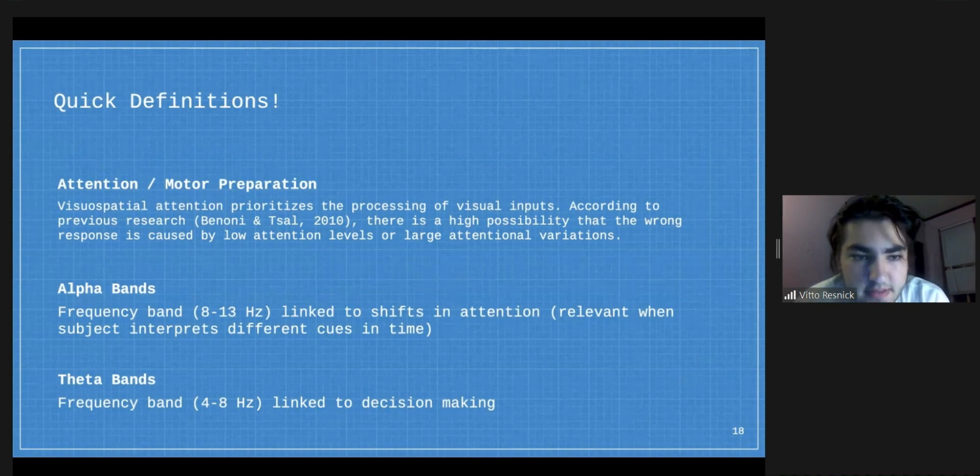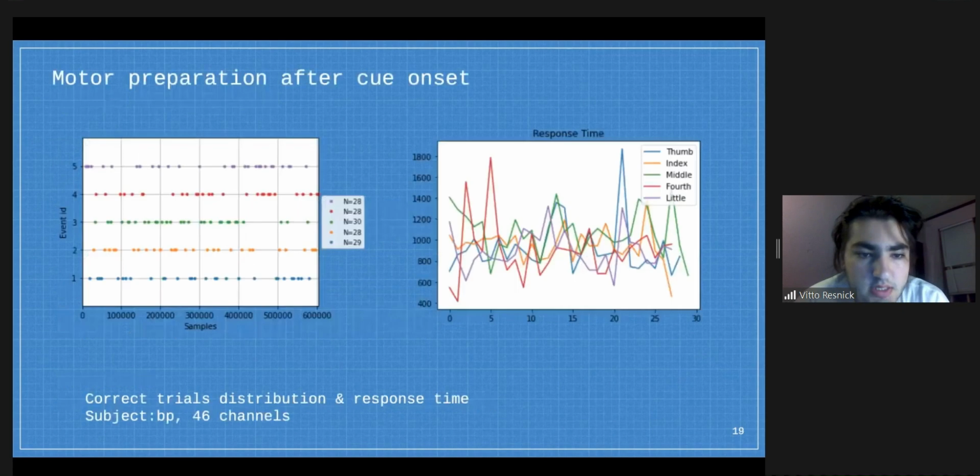We studied alpha, beta, and theta frequency bands. Alpha and beta bands are usually linked to shifts in attention, whereas theta bands are linked to intuition and decision making. Next slide. So we examined motor preparation after the cue onset. This picture shows the correct trials and response time distribution across fingers. Next slide.